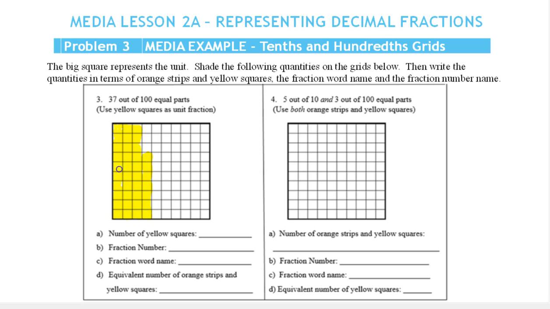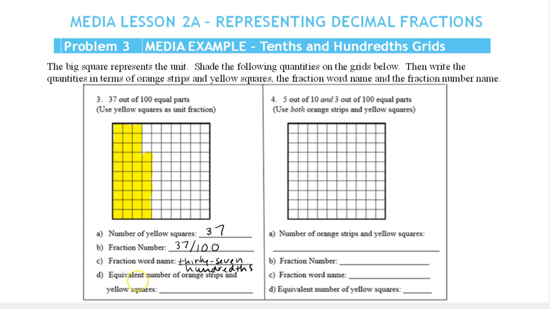The reason I'm starting from the bottom up is because this is how the Math computer problems will want you to do it. So the number of yellow squares is 37. Our fraction number, 37 out of 100, is 37 over 100. The fraction word name is 37 hundredths with the THS at the end.